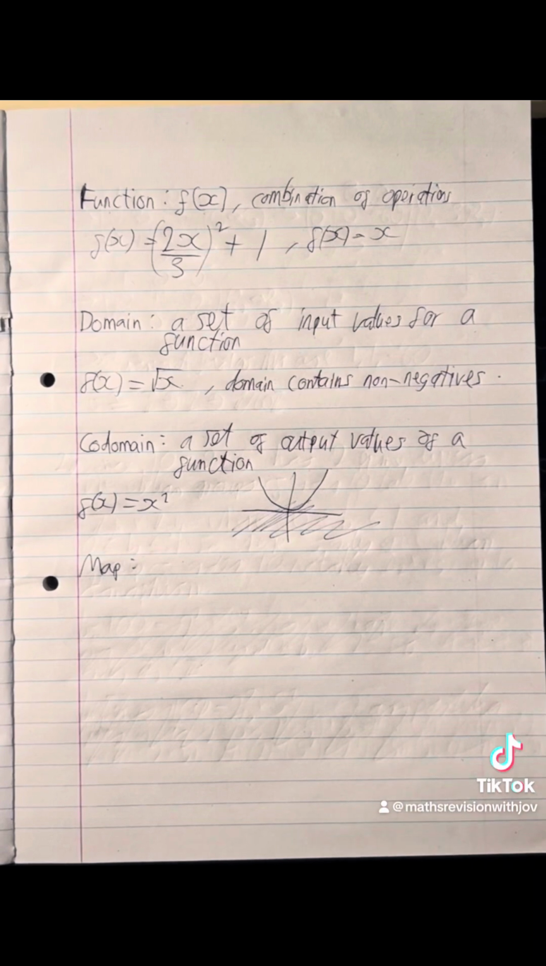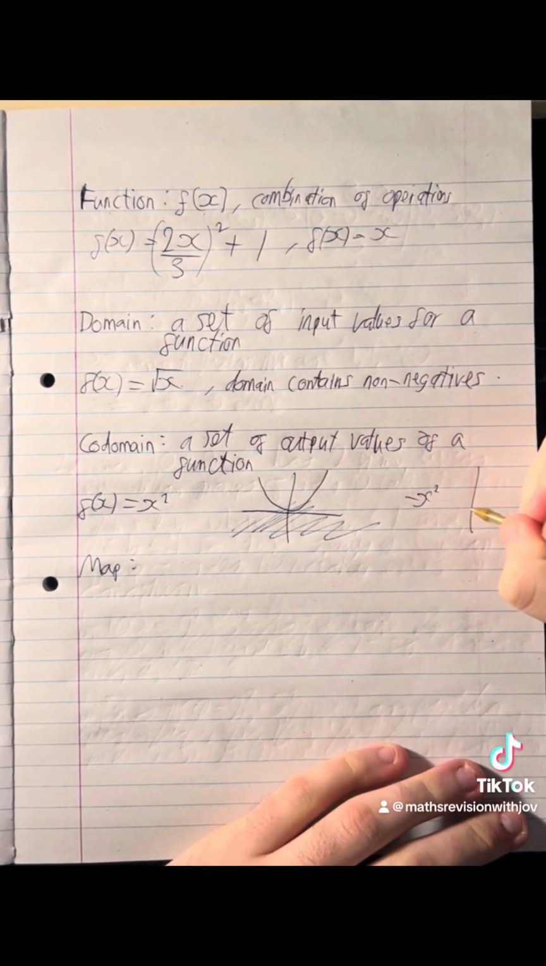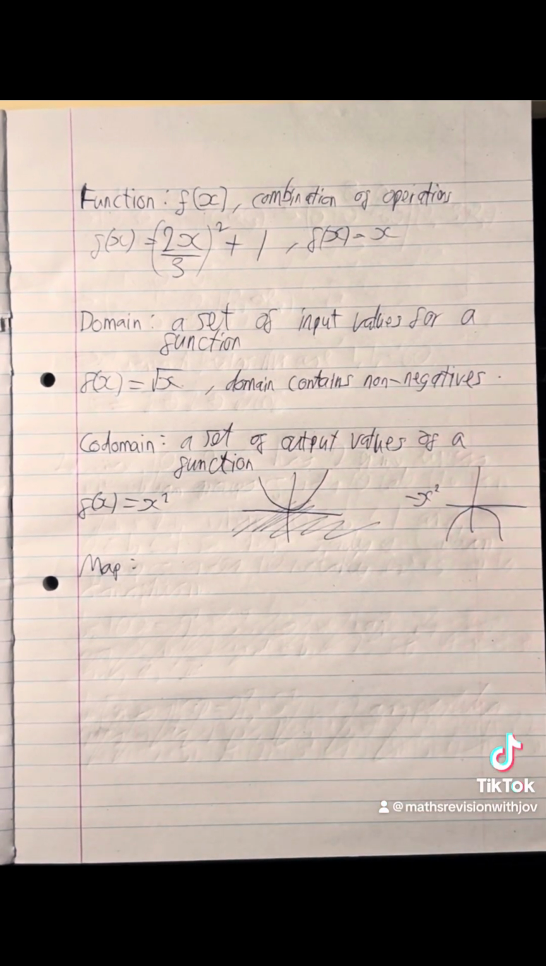But you can have other things. You can have minus x squared, and that looks like that. And the codomain is any non-positive number. So it works kind of like that.